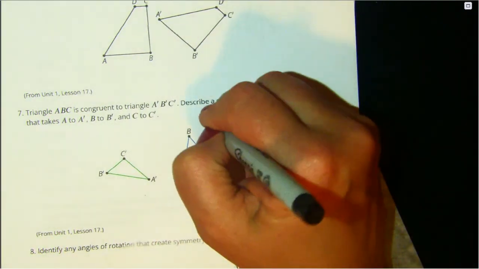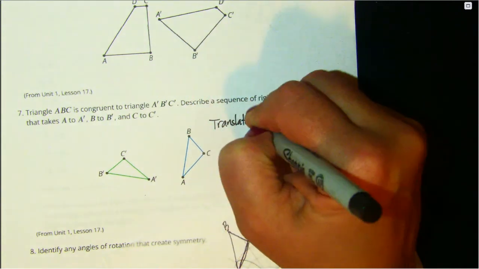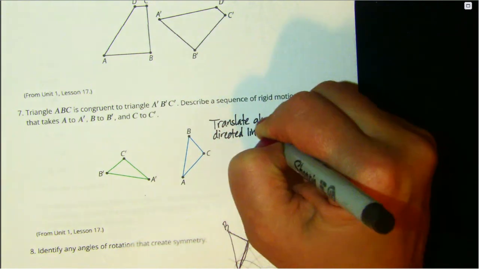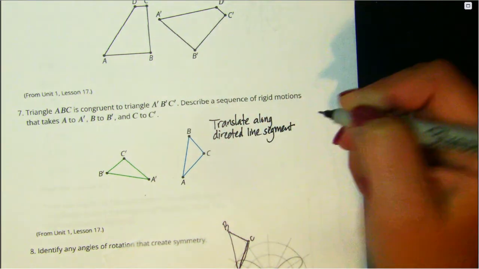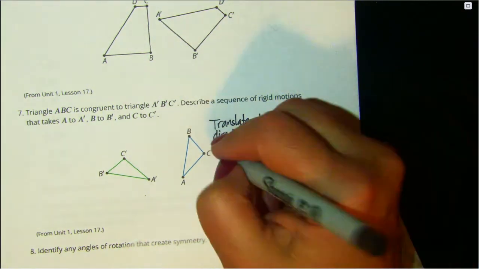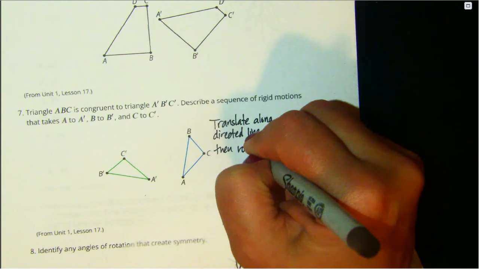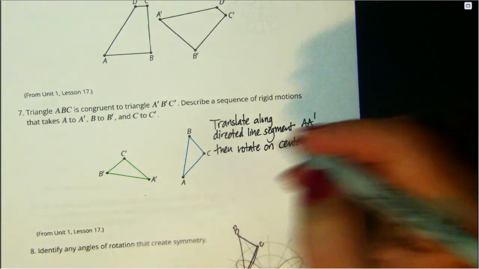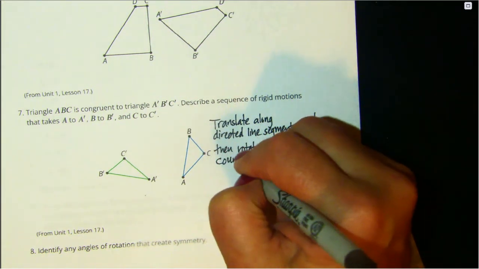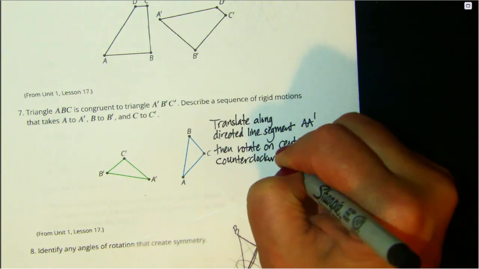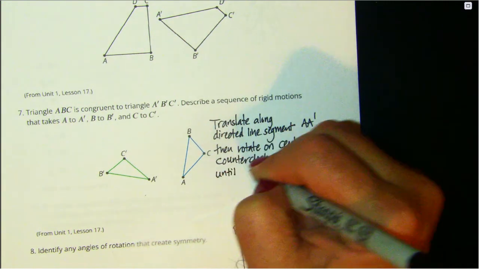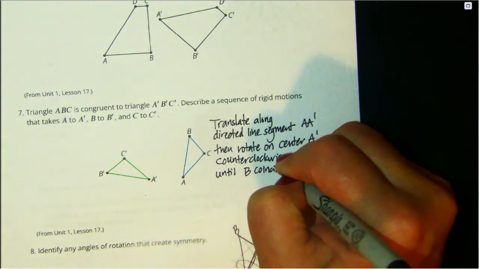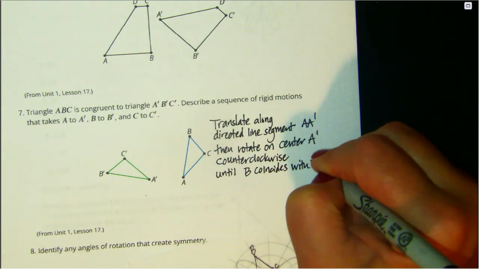Okay, so translate along directed line segment A to A prime, then rotate on center A prime counterclockwise until B, you could say C too, coincides with B prime.